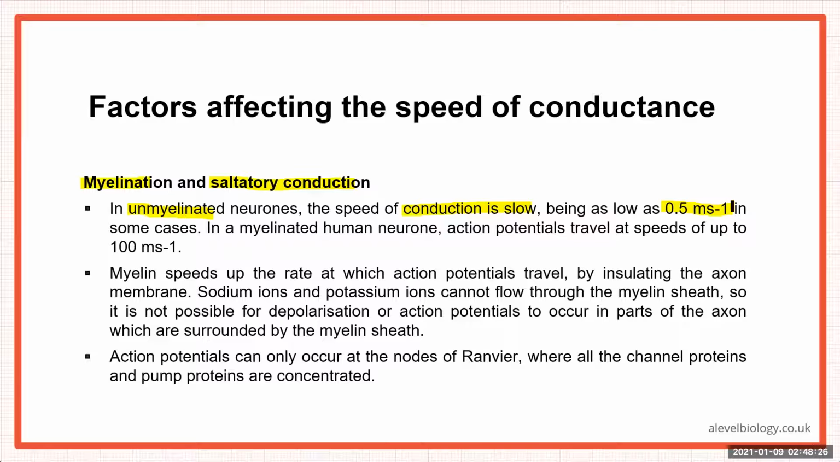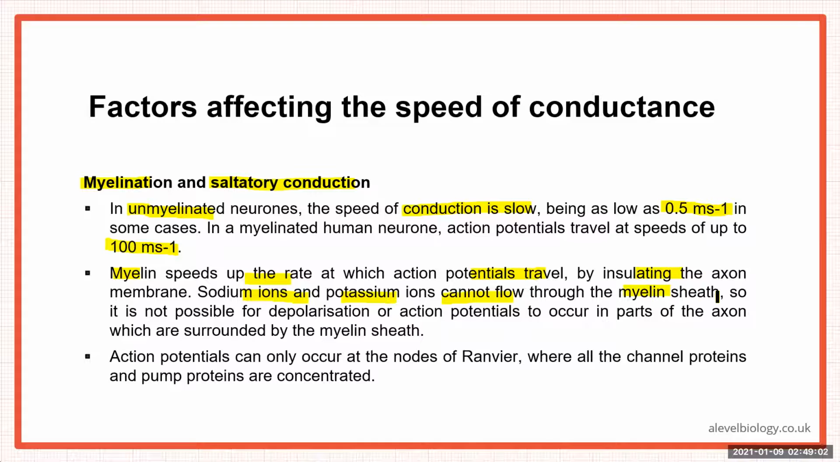But if it is myelinated, remember there was the myelin sheath and the nodes of Ranvier. In a myelinated human neuron, the action potential can travel at speeds of up to 100 meters per second. Look at the difference between unmyelinated and myelinated, right? Myelin speeds up the rate at which the action potential travels by insulating the axon membrane, because sodium and potassium ions cannot flow through the myelin sheath.